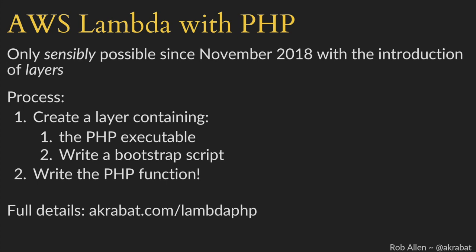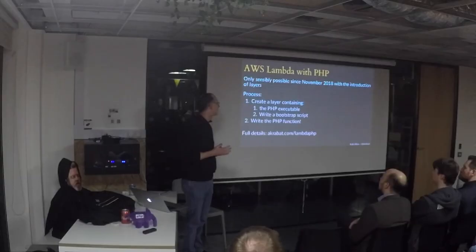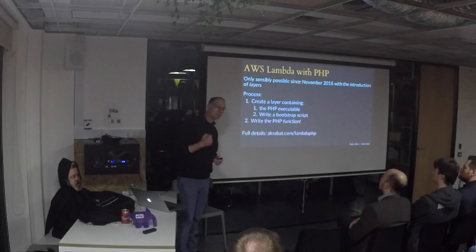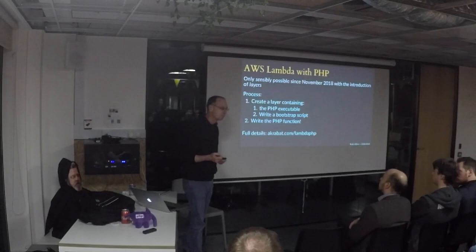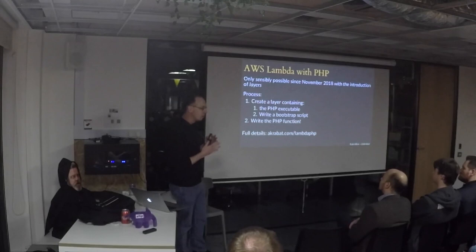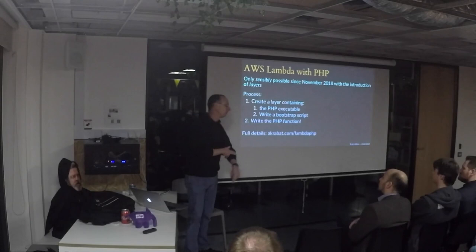This is the process involved in getting a PHP function working with Lambda. You've got two things to do. Firstly, you need a layer. Your layer needs to have a PHP binary in it, and it needs to have a bootstrap script that Lambda will execute. And then your bootstrap script will do the work. Once you've written your function, the bootstrap script will execute it for you.